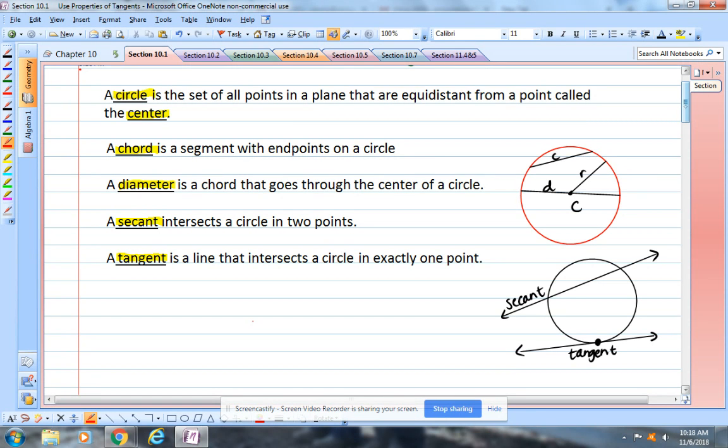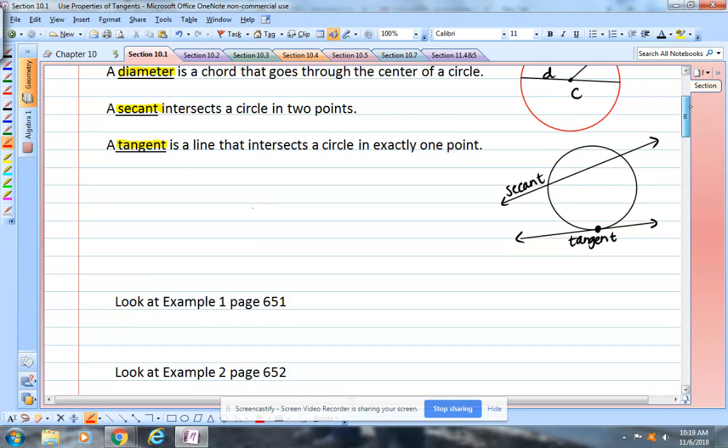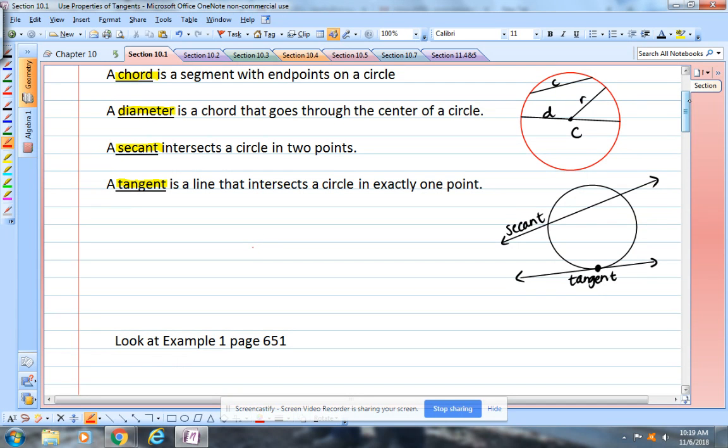Chords? I didn't even talk about radius, did I? No, I didn't mention what a radius is. What is a radius? Half of a diameter, from the center to the edge. Okay, so a radius is half of a diameter. Sorry, I don't understand why I don't have that definition there. But there you go. Open your book to page 651 and let's look at example 1, pretty please.